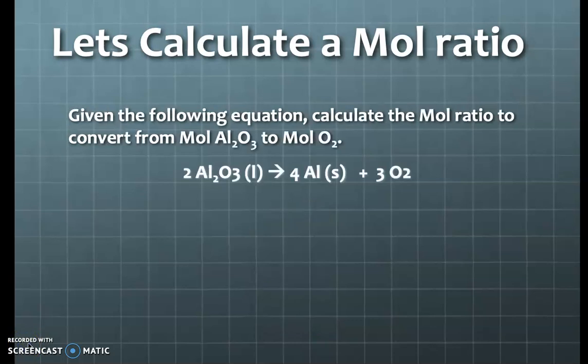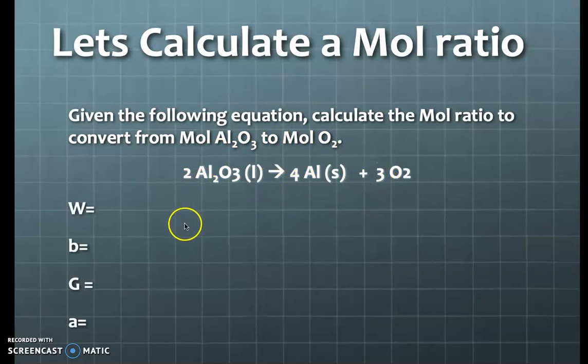Okay, the next example I want to look at, it's the same thing, just a different formula. So, given the following equation, calculate the mole ratio to convert from mol Al2O3, which would be your given, to mol O2, which is your wanted. Okay, so here the balanced equation is we have the 2 here, 4 here, and 3 here. So those are your coefficients.